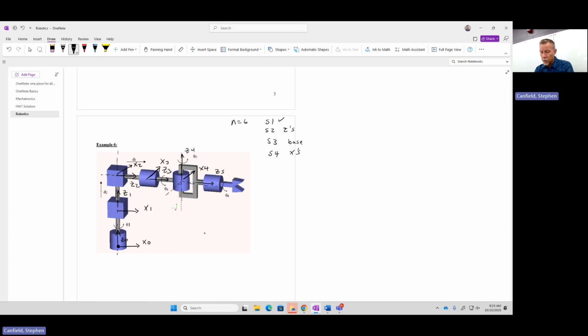X5 is the common normal between Z4 and Z5. Z4 is going up, so I point my fingers in the direction of Z4, which is up, curl them towards Z5. That again goes into the board, so the same direction, so that would be my X5.